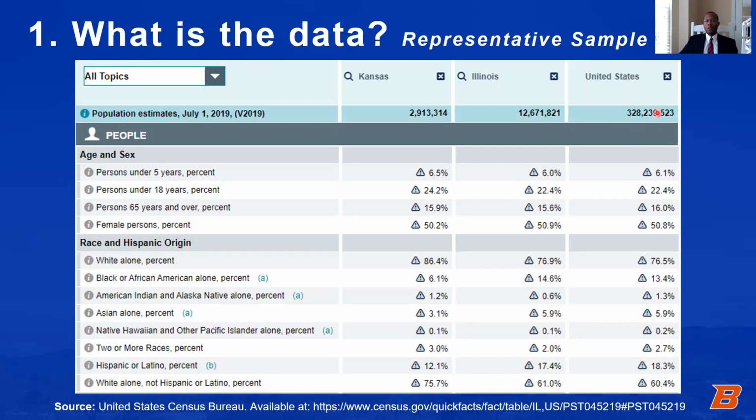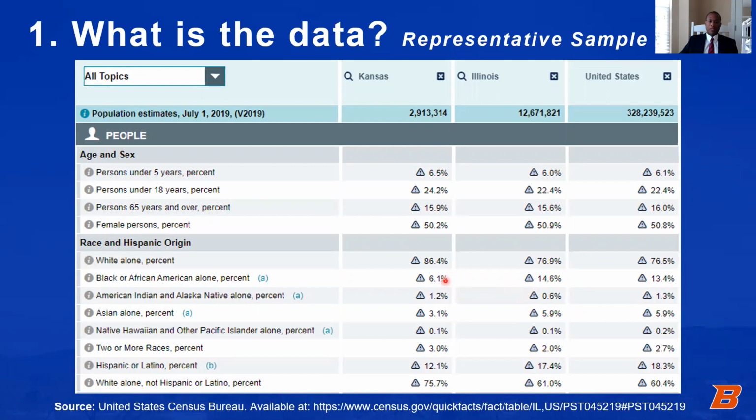Here in the farthest right column, you see the nation as a whole, United States, and then we have the states that had testing, Illinois and Kansas. As you can see, as far as age and sex, fairly representative of the nation as a whole. But when we go down to race and Hispanic origin, we see differences here, right?